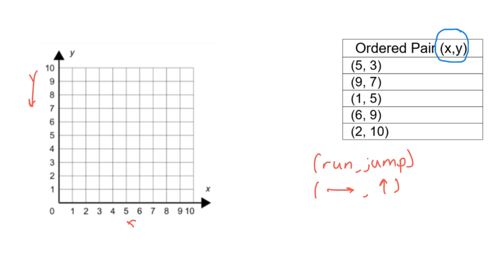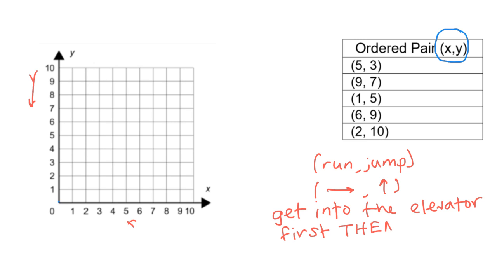Now, the other thing that another student last year taught me, he's like, hey, Miss Brocker, it's kind of like when you go to like a hotel or you go to an apartment building and you need to get on an elevator. Say you need to go to the 5th floor. He says you have to walk into the elevator first. You have to get on the elevator first, and then you can go up. So he said, I have to get into the elevator first, then I can go up.